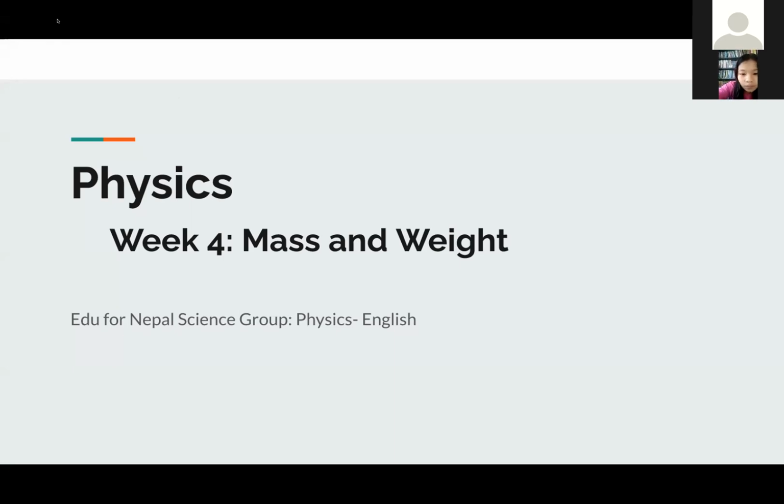This is physics week 4, mass and weight. I know it was a lot of information to intake from pop culture and history. So now we're gonna do a little less words, more numbers, kind of almost concepts. So last time we went over vectors and scalars, and today we're gonna be going over mass and weight.